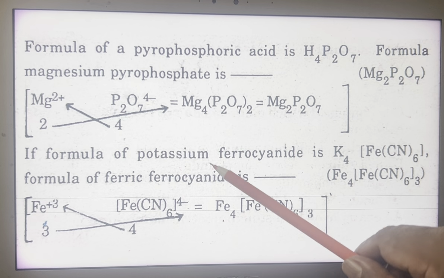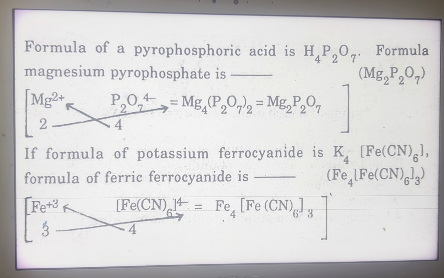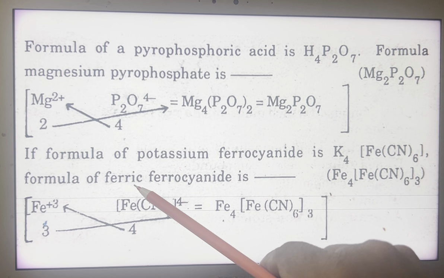If the formula of potassium ferrocyanide is K4Fe(CN)6, from this what is the ion? K is an alkali metal, K plus. 4 Ks are there, 4 plus are there, so this ion should have 4 minus. Ferrocyanide ion has 4 minus. That 4 minus is kept here. He asked the formula of ferric ferrocyanide.